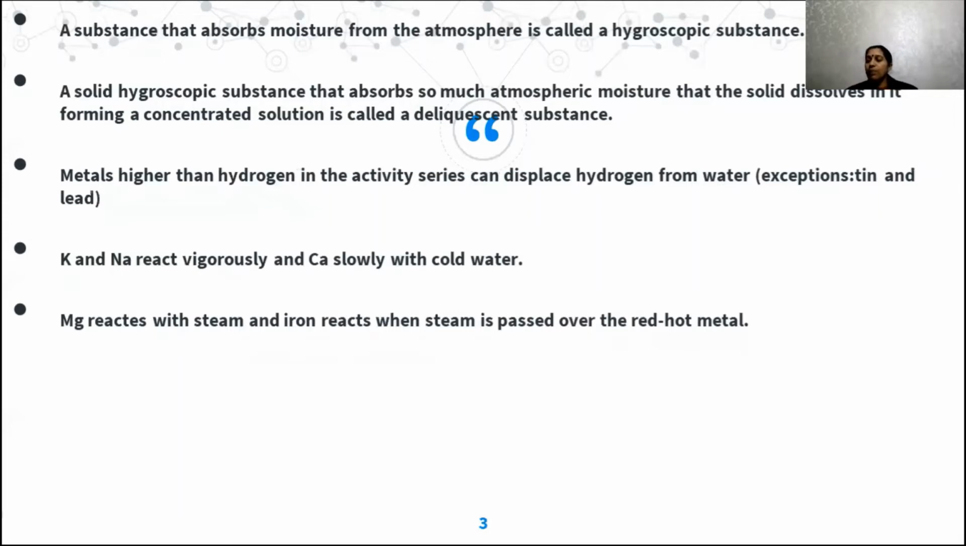For example, anhydrous calcium chloride, then silica gel, sodium hydroxide, soda lime, sulfuric acid. Sulfuric acid means concentrated sulfuric acid. So these are all the substances, and most of them are in solid state, and the solid state of these substances shows the property of a hygroscopic substance. That means these substances can absorb moisture from the atmosphere.